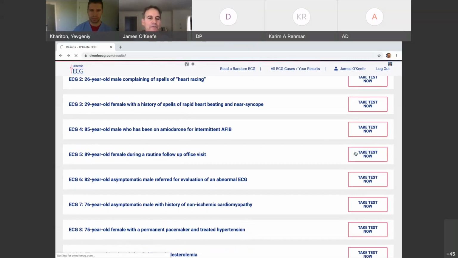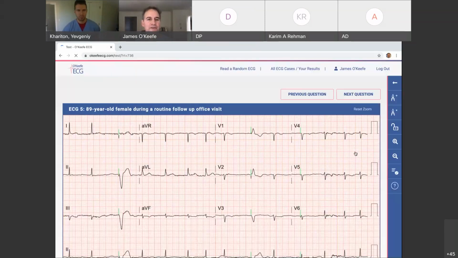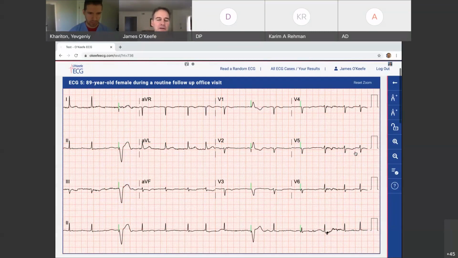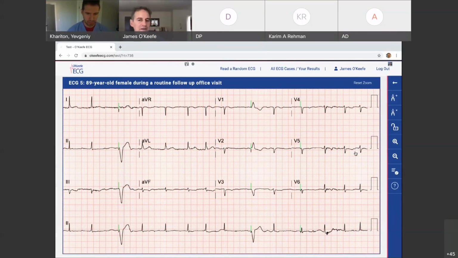Here's an 89-year-old female during a routine office visit. So just by convention, I think a lot of places are like this, but here at St. Luke's Mid-America Heart Institute, pacing spikes are delineated by a green hashtag there. So green, you see it there, little green marker. Anybody want to take a crack at this one?